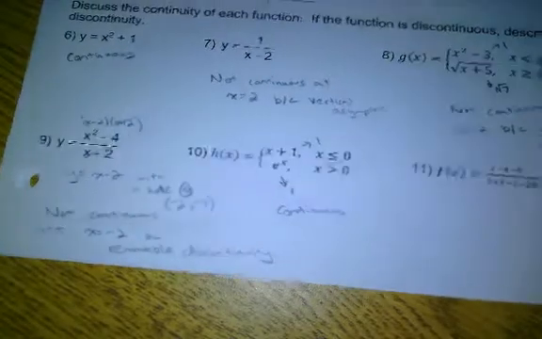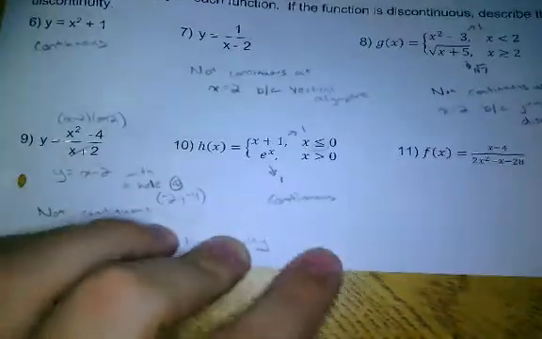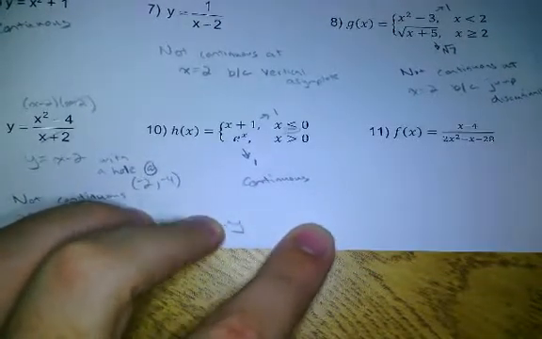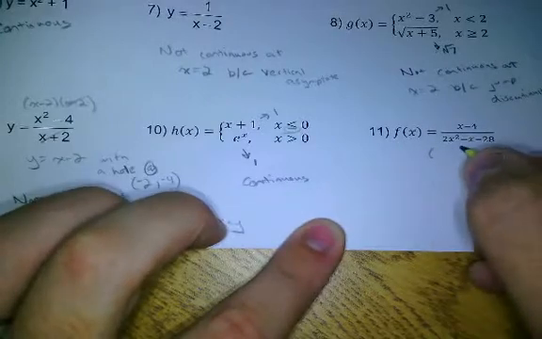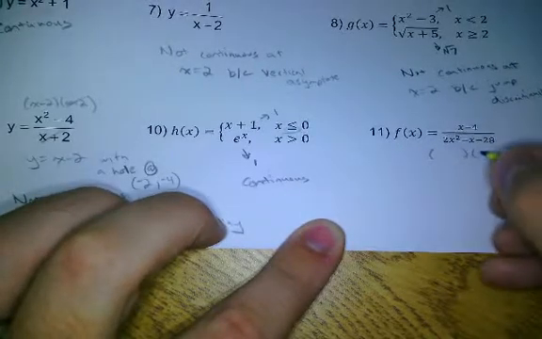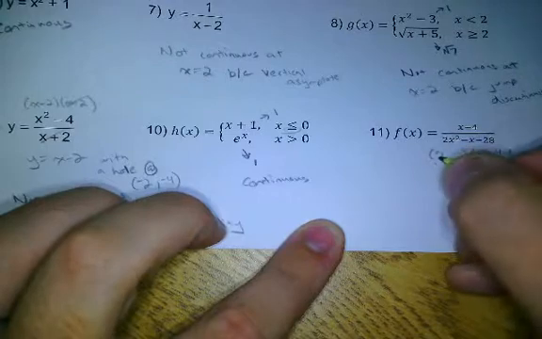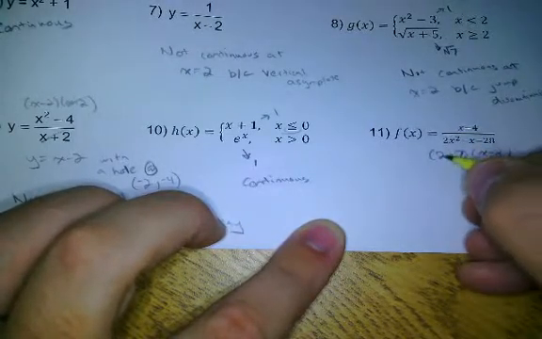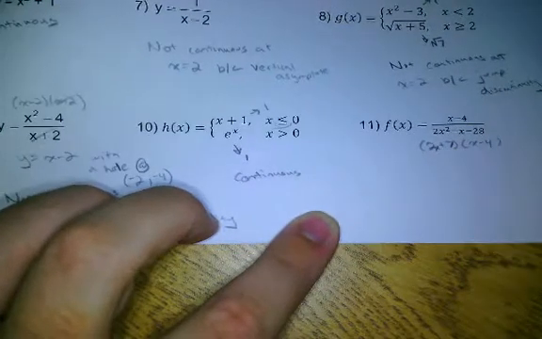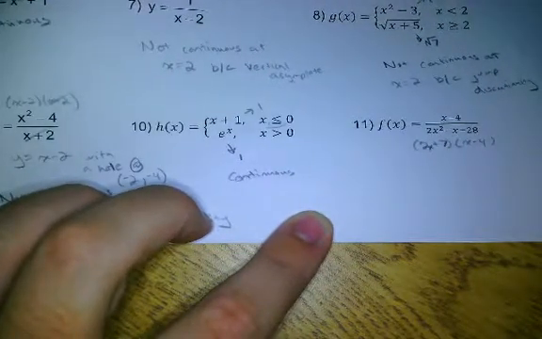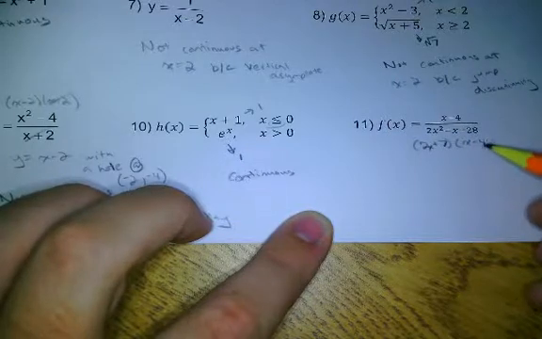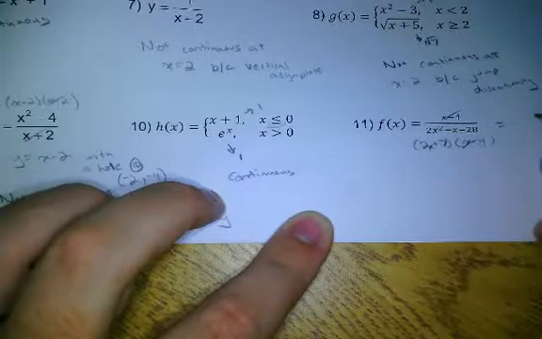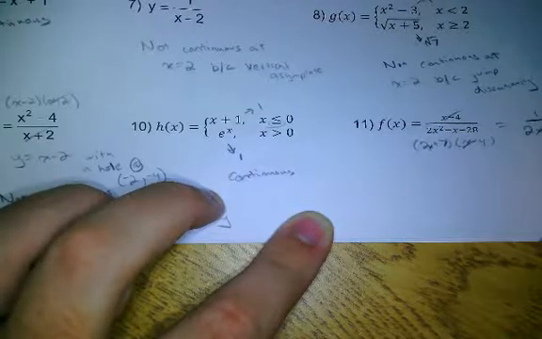Alright, and then number 11. Well, does that bottom factor at all? I'm assuming x minus 4 comes out of there. Does this work? 2x plus 7, x minus 4. Does that work? Yeah, so then those cancel out, so the function becomes 1 over 2x plus 7.